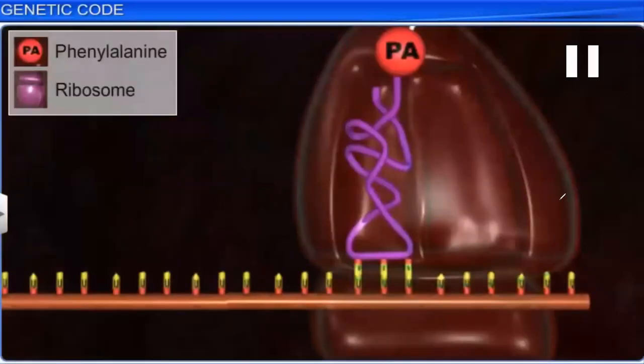This was the experiment. After this, they conducted many experiments like this to give us the codes for the 20 amino acids.